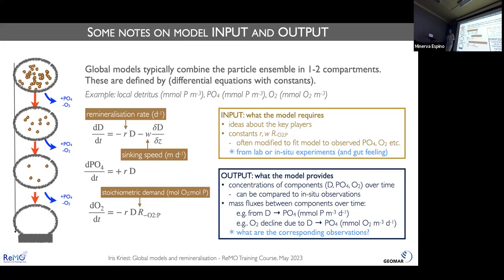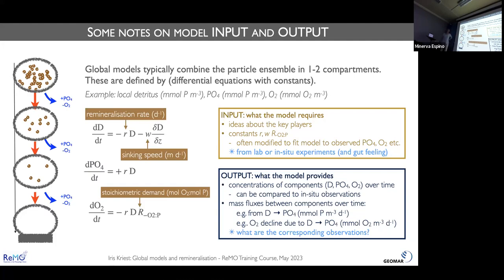This is the advantage of the model. We can look into the future in some way. And what the model provides us also, and that's another useful thing, is mass fluxes between the components over time. So for example, how much detritus is decaying and being moved to phosphate, consuming oxygen, over a year worldwide. In the model, we have perfect data coverage.